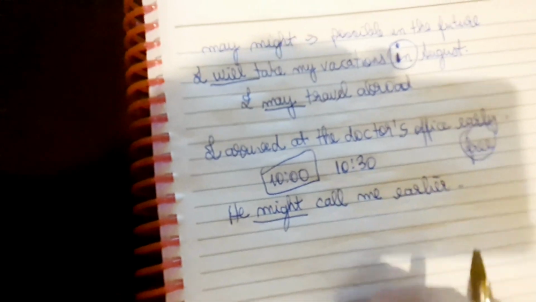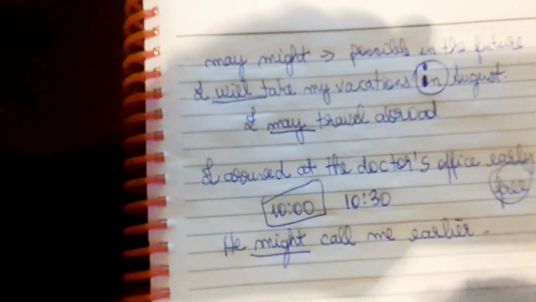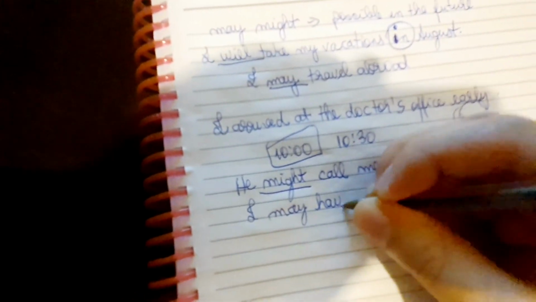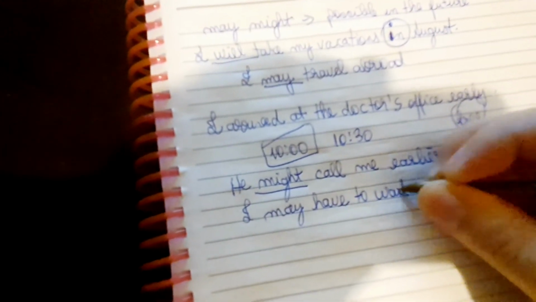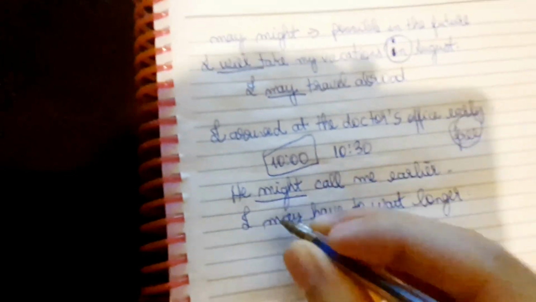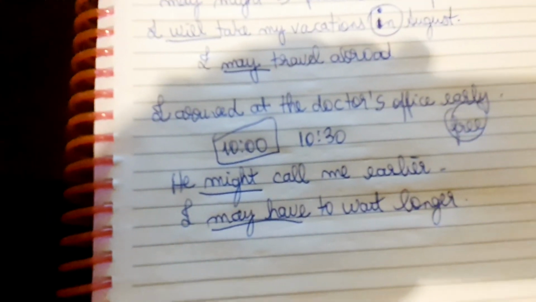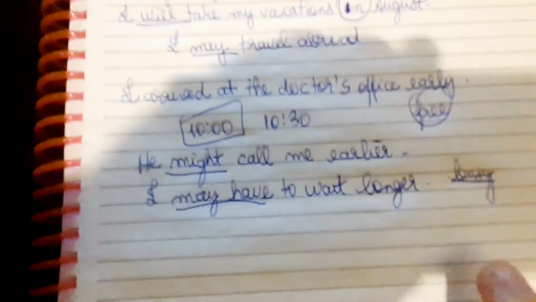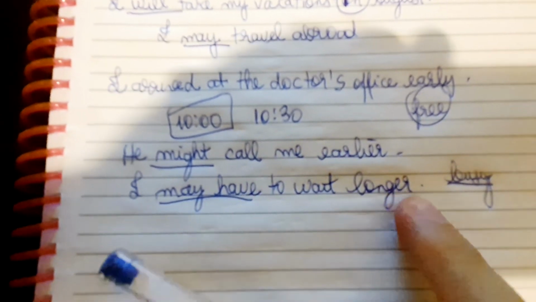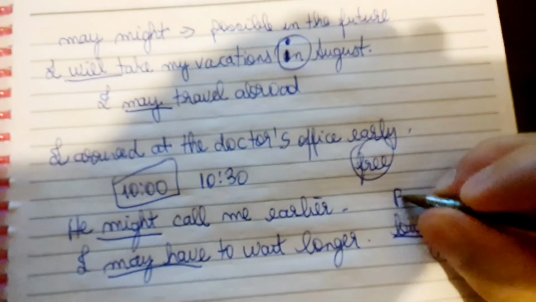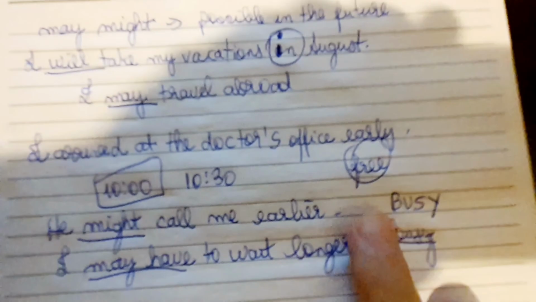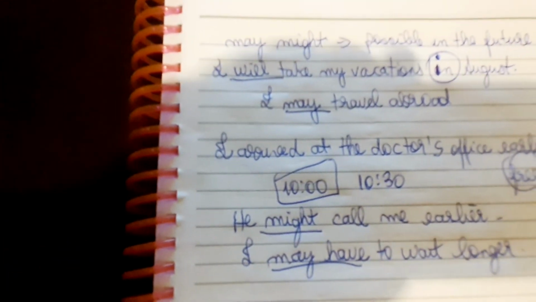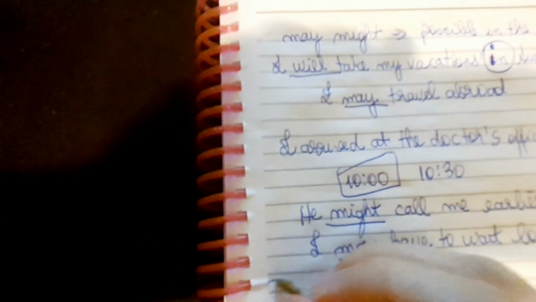It's a possibility, perhaps, or maybe I may have to wait longer, right? I may have to wait if he's busy. If he's busy with somebody there, I may have to wait longer. Busy. Oh my God, my spelling is terrible. Busy. Okay? All right. So far, so good? All right.